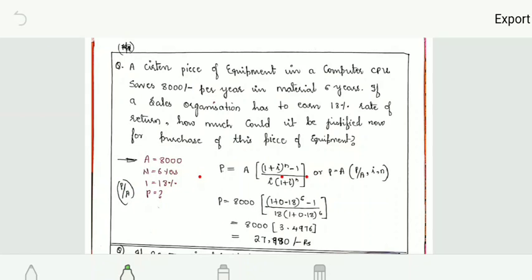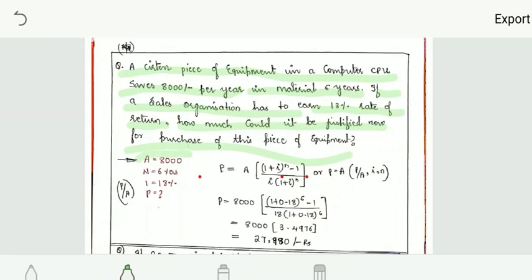So just see here, a certain piece of equipment in a computer CPU saves 8,000 per year in material for 6 years. So if the sales organization has to earn an 18% rate of interest or rate of return, how much could be justified now? That means they are just finding out whether you can invest in that particular equipment or not. Because here they are saying it saves 8,000 per year at this rate of interest. So whether it is good to purchase that piece of equipment or not, you have to make a decision.